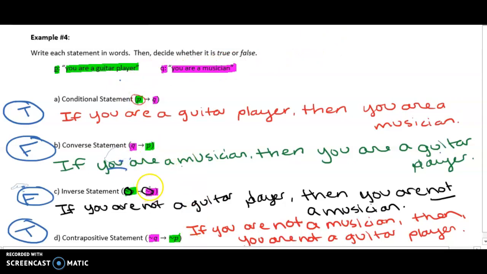The converse and the inverse are both false. So if you look back at that first foldable, when we had equivalent statements, we said conditional and contrapositive were equivalent. Converse and inverse were equivalent. So those pairs of statements will always have the same truth value. So if the conditional statement is true, the contrapositive will always be true. Or if the conditional statement is false, the contrapositive will also be false. And then the same thing for the converse and inverse. Those are pairs. They will always have the same truth value.